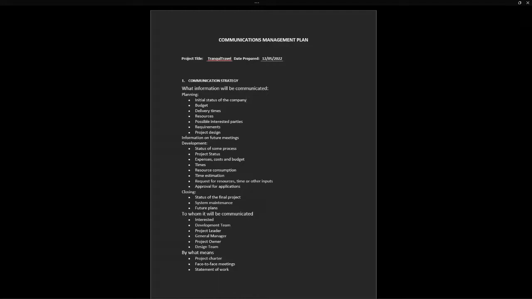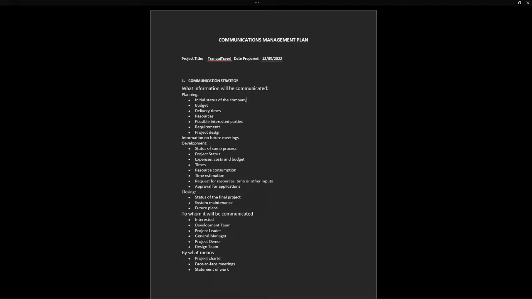First of all, we have a planning stage. Then we talk about the initial status of the company, the budget of it, the delivery times, the resources we're going to be needing, and the possible interested parties, also the requirements, and the project design. Then we pass to the next stage. It is called information on future meetings.